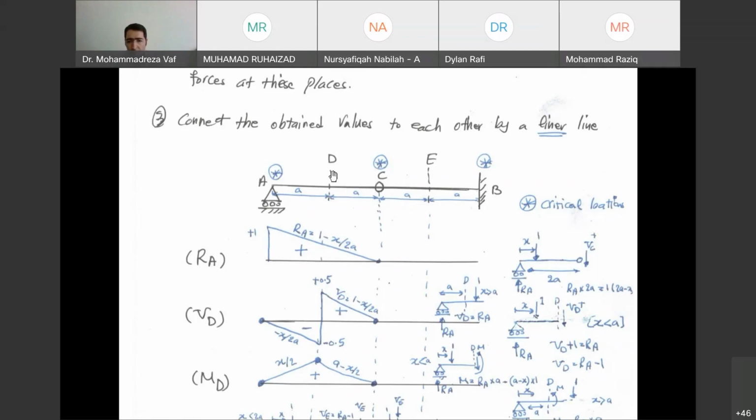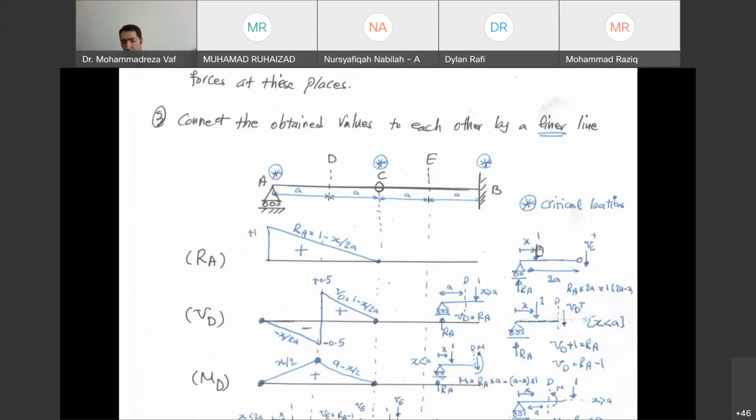So if your load is before point C, which is a hinge here, then if you cut your beam from point C, you're going to see a free body diagram similar to the one that you see here. We don't know the distance between this load and the support. It can be anything. X can be 0, meaning the load is at point A, or X can be equal to 2A, which means the load is reaching point C.